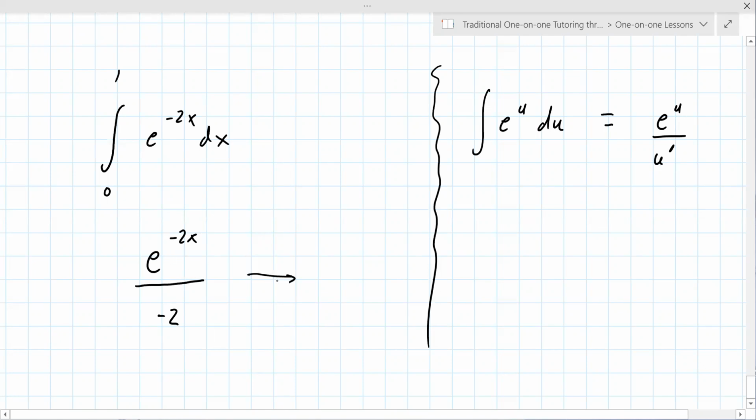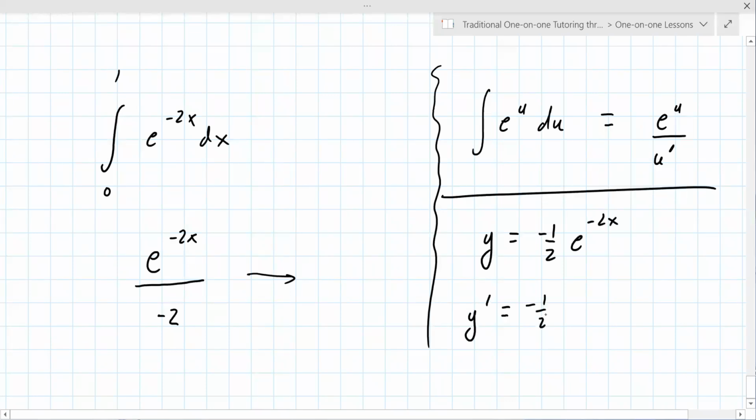Now, let's see why this works. What is the derivative of, let's just say off to the side here, y equals minus 1/2 e to the minus 2x? The derivative of this would be, well, you would keep the minus 1/2. The derivative of e is itself, times -2 times the derivative of that, which equals, these cancel, and you get e to the minus 2x.